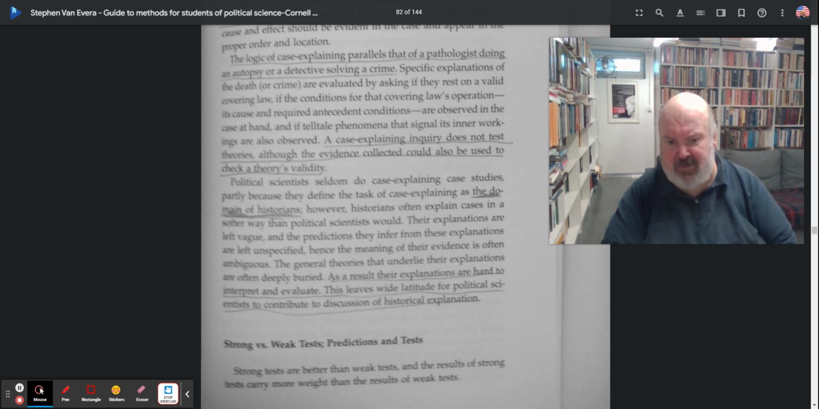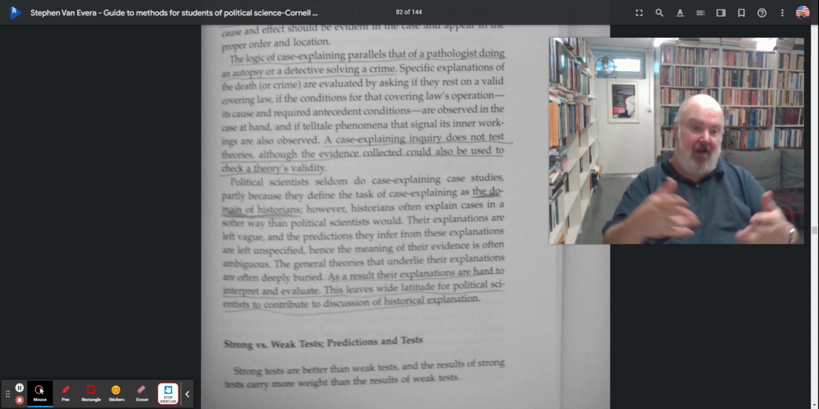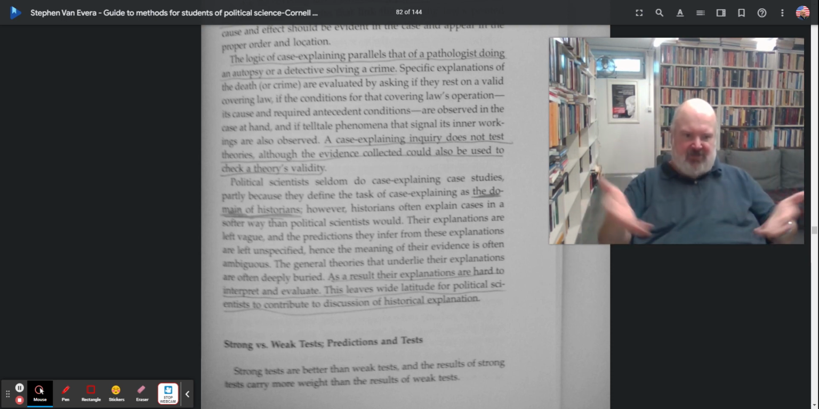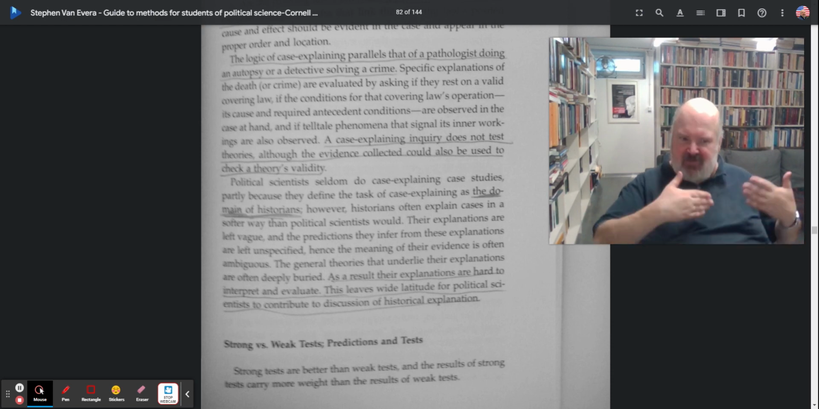The general theories that underlie their explanations are often deeply buried. You have to go find them out. You have to dig for them. The theories are there, but they're buried. As a result, their explanations are hard to interpret and evaluate. This leaves a wide latitude for political scientists to contribute to discussions of historical explanations. In other words, this gives us room.